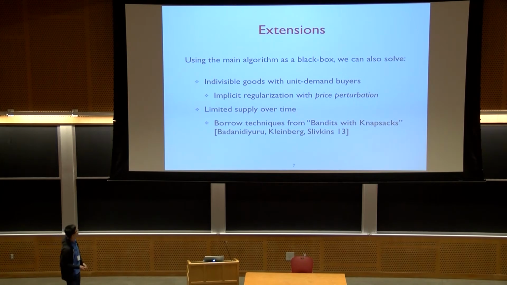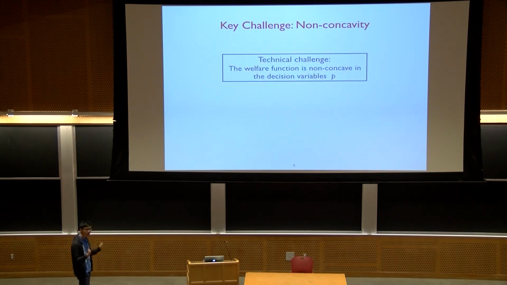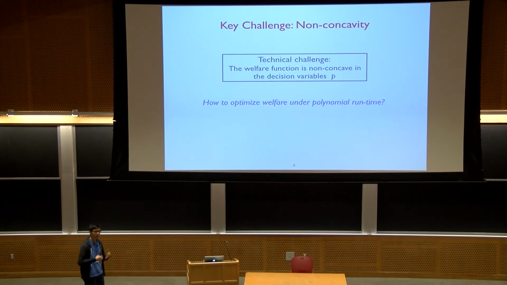So let's talk about how we can actually achieve the main algorithm. The key challenge for solving this main problem is non-concavity. The welfare function we wish to optimize is actually a non-concave function in the decision variables, prices, which are the decision variables we get to control. So how do we optimize a non-concave function in polynomial time?